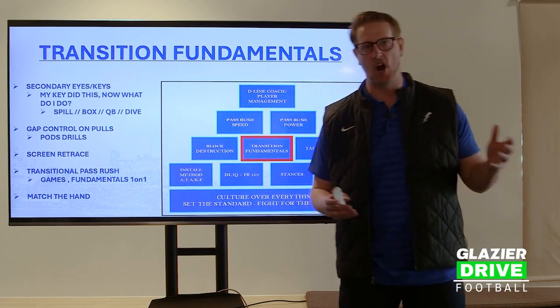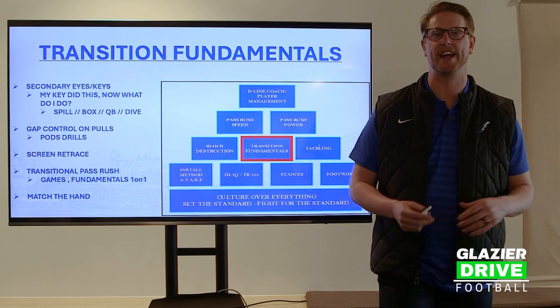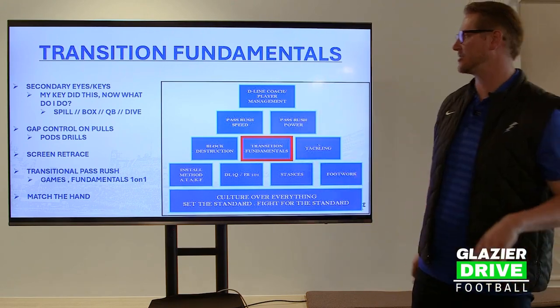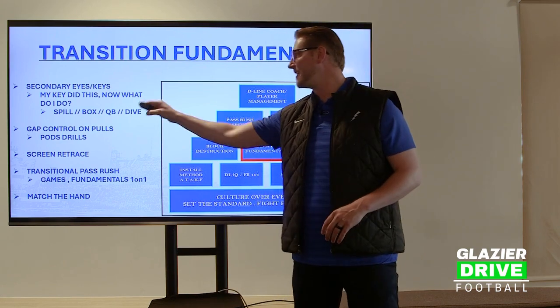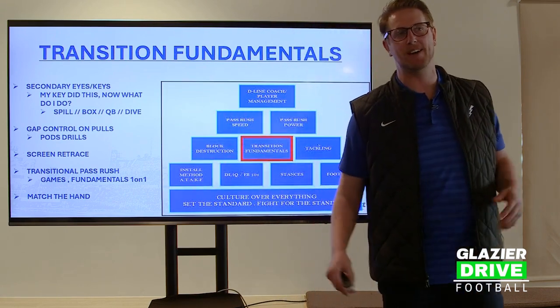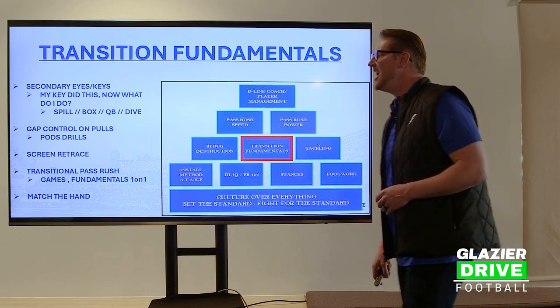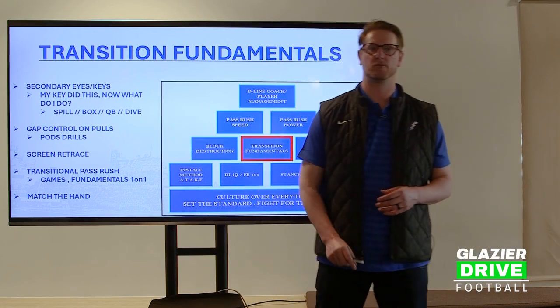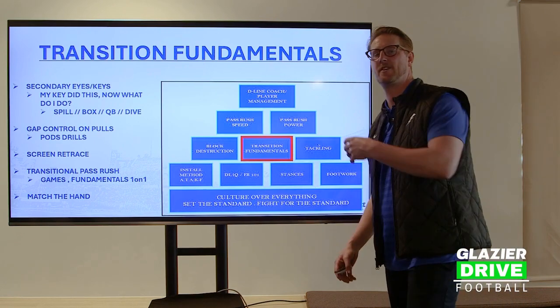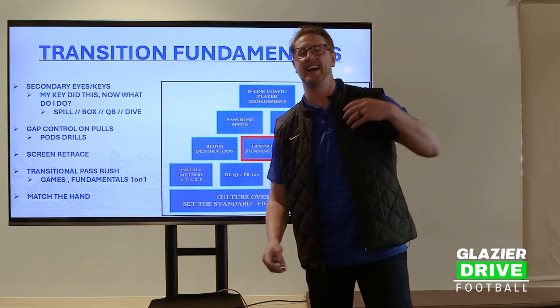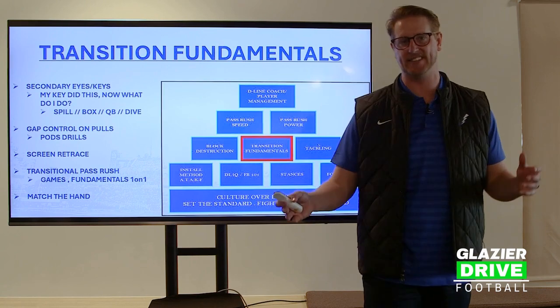We've already looked at our initial key. We've looked at our initial read. Where do I look next, right? My technique tells me, am I going to go spill? Am I going to box? Am I going to play a quarterback player? Am I going to be a dive player, right? What about gap control on pulls? They're doing back block pull. They're running counter bash. How do my eyes transition to the secondary key that you've established within that technique?